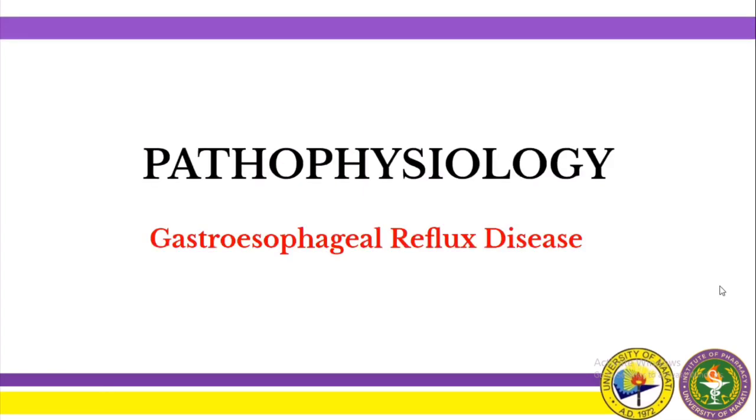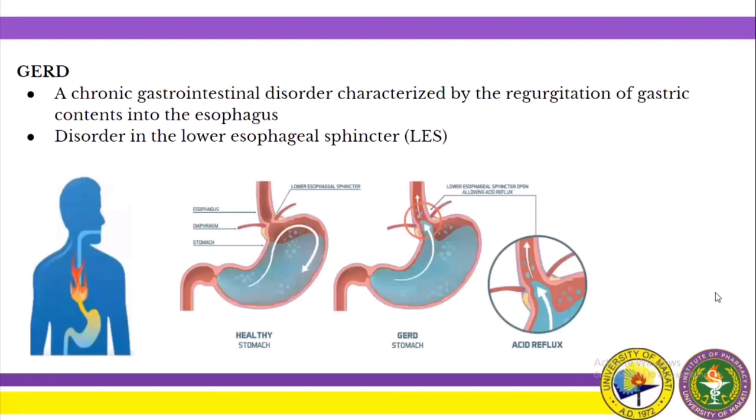So the pathophysiology of GERD is defined as a chronic gastrointestinal disorder that is characterized by the regurgitation of gastric contents into the esophagus. And this is a disorder in the lower esophageal sphincter or LES. And it is one of the most common gastrointestinal disorders. And GERD is a condition that causes a burning sensation known as heartburn.